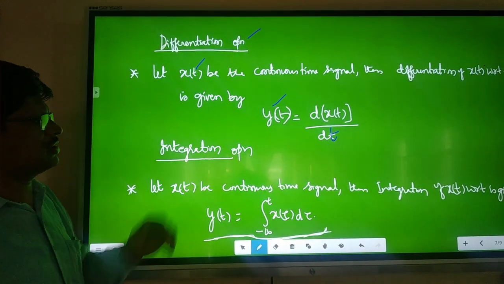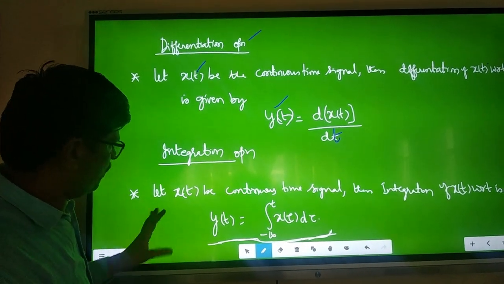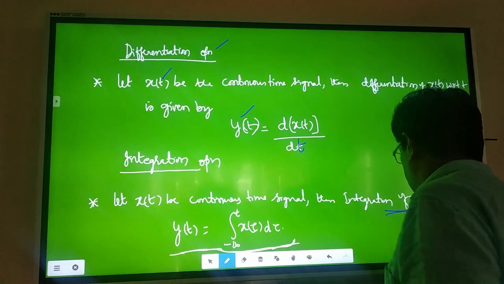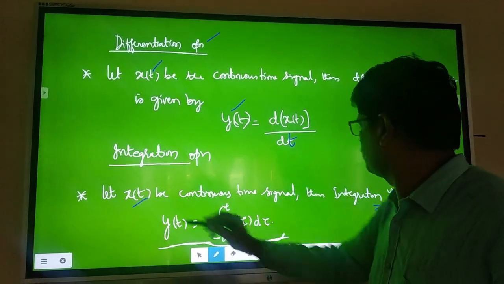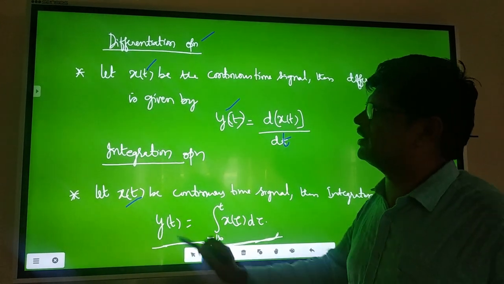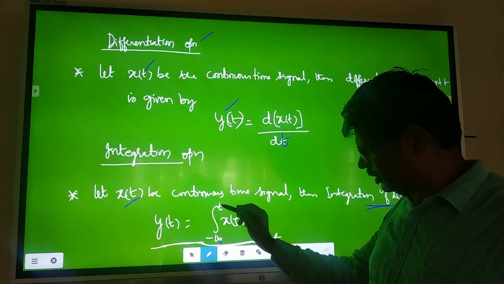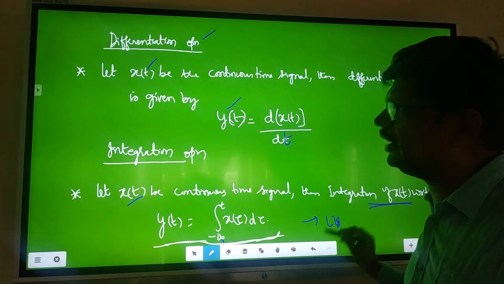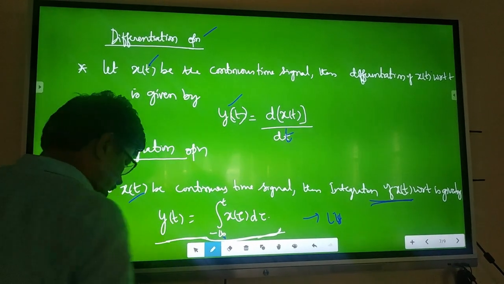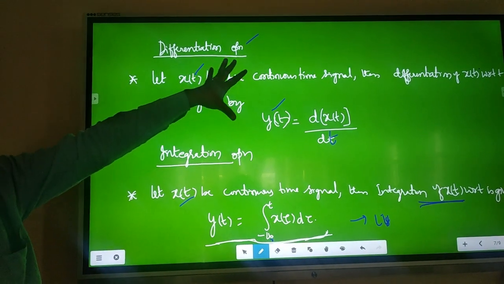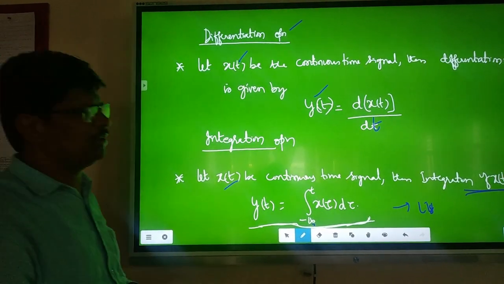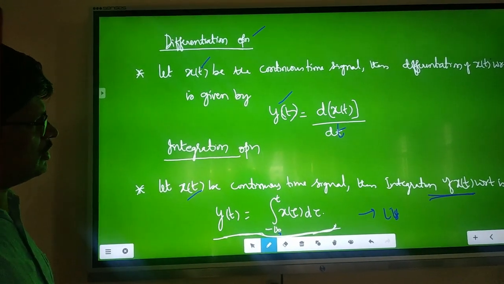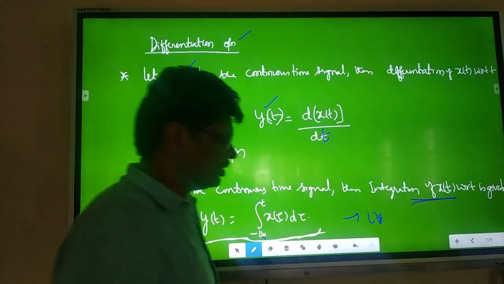Next, lastly, the integration operation. We will see this in LTI systems, module 2. Let x of t be a continuous time signal. Then the integration of x of t with respect to t is given by y of t equals the integral from tau equals minus infinity to t of x of tau d tau. This also we will see in LTI systems. These are the basic operations used on signals: addition, subtraction, multiplication, amplitude scaling, integration and differentiation.